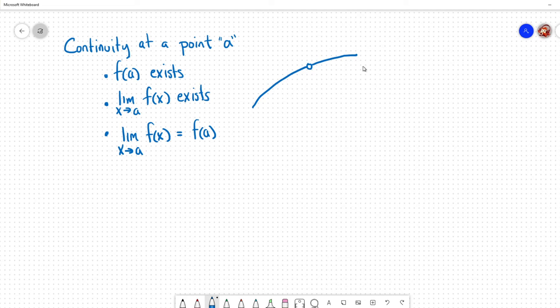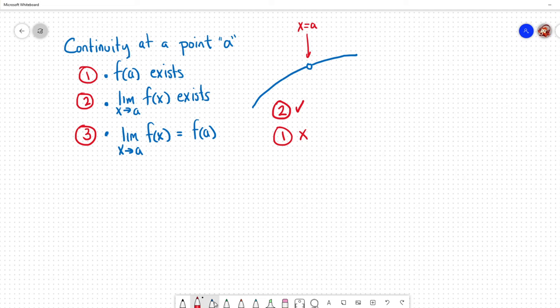Let's say we're zooming in on a particular graph. This would be an example of the limit existing. I'm going to number these so I can reference them a little bit: condition 1, condition 2. This is an example where condition 2 has been met. The limit as we approach a exists, but f of a does not exist because there's no actual function value at that point. There's an open hole there.